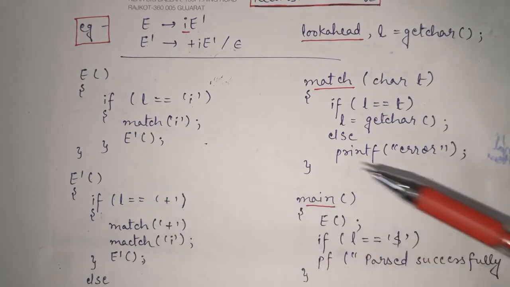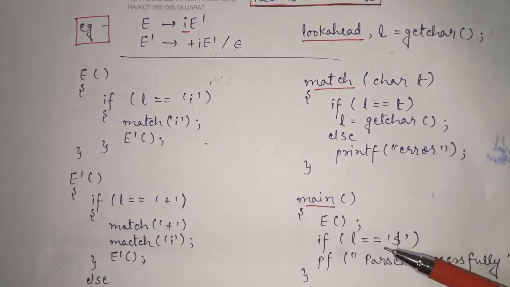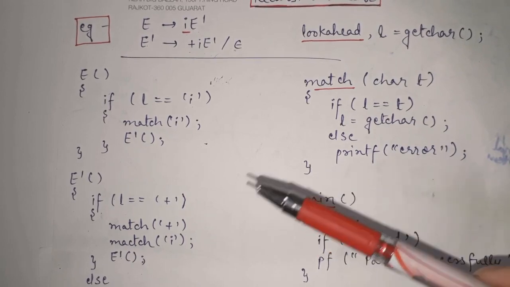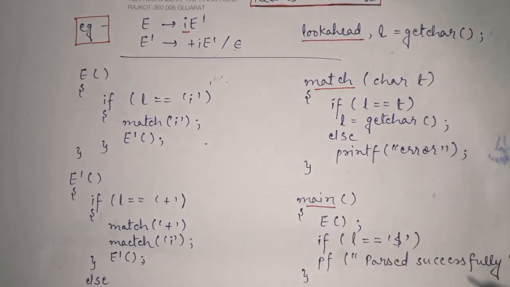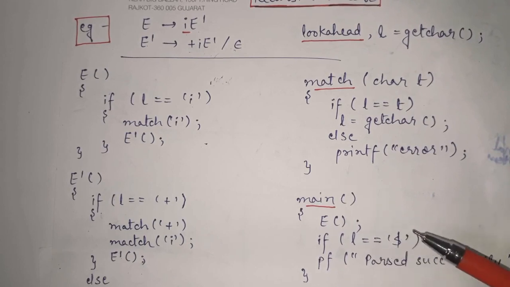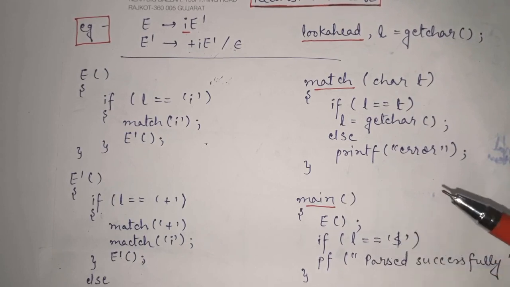So at the end we will check if my look ahead equal to dollar. What do we mean by dollar? Whenever any string is completed, at the end of the string I will be having dollar. So if my look ahead equal to dollar, that means what? My look ahead reaches up to the end of the string. That means I can say that the given string is parsed successfully.